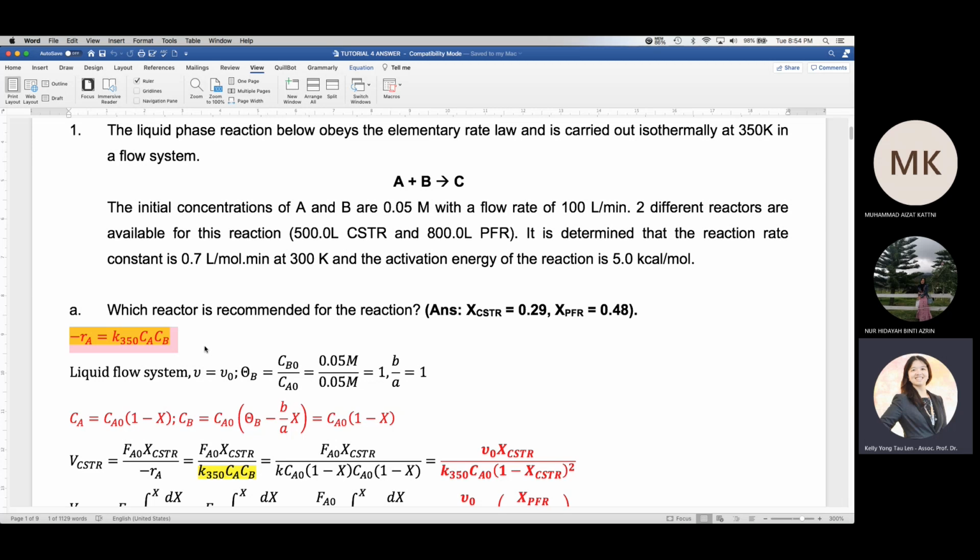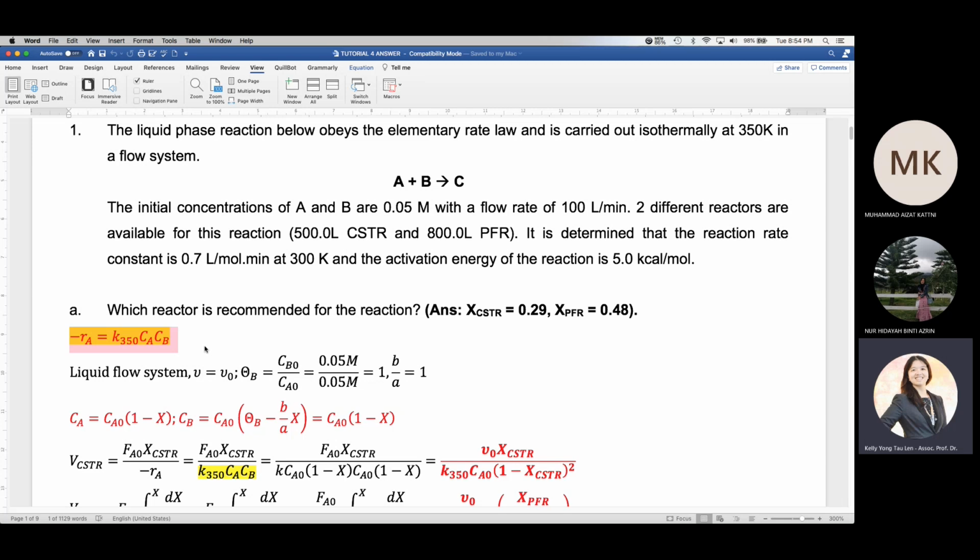Just by writing tu pun sebenarnya kamu dah dapat markah because kamu dah boleh elucidate. You can already pick up. Kalau cakap elementary rate law, kamu dah boleh tahu tulis rate law dia. So that is also important lah dalam soalan. So make sure you know the rate law, you write down the rate law. Okay, so kita dah tahu dua information. Kita tahu liquid, kita tahu rate law dia minus RA, KCACB.